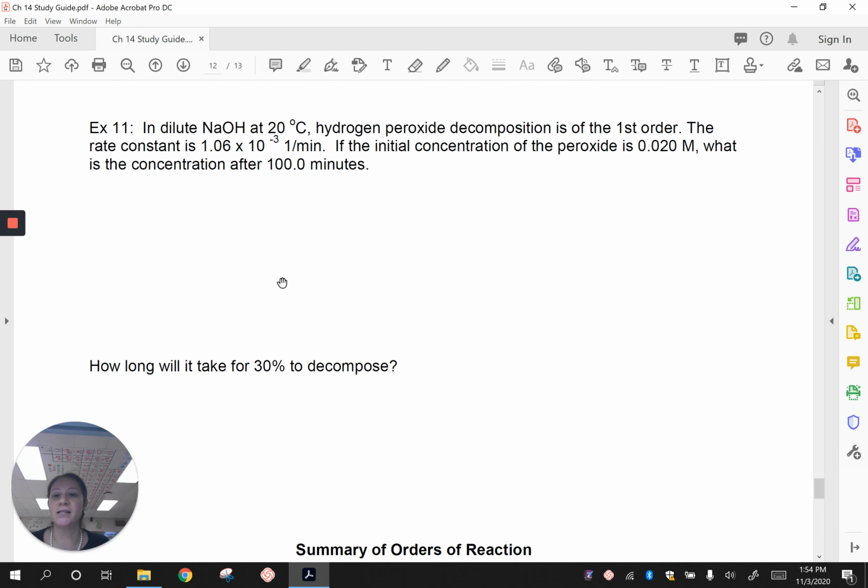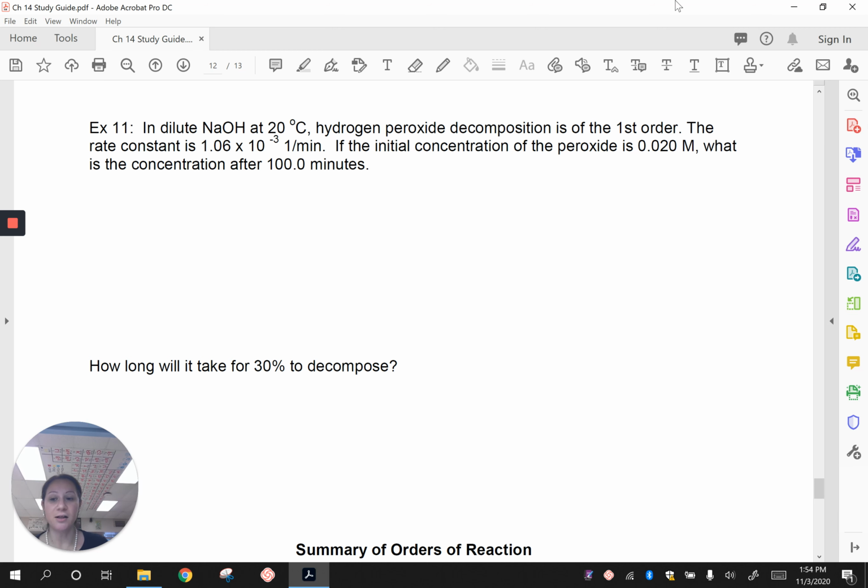Example 11 says, in dilute NaOH at 20 Celsius, hydrogen peroxide decomposition is of the first order. The rate constant is 1.06 times 10 to the negative third, 1 over a minute. If the initial concentration of the peroxide is 0.020 molar, what is the concentration after 100 minutes? So first thing, they're telling us that it is first order.